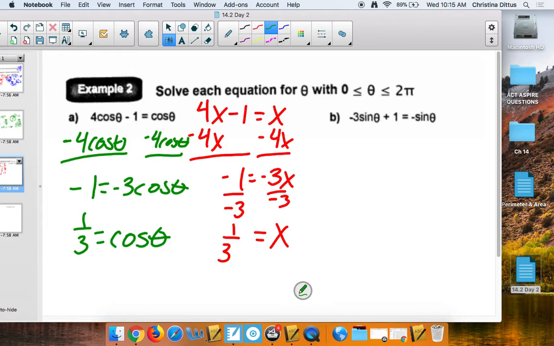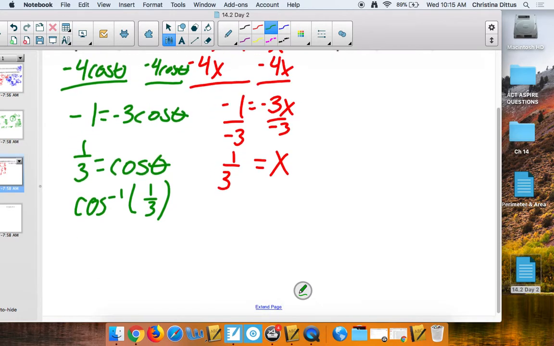I'm finding an angle, right? My theta is what I don't know. I want to know what angle has a cosine of 1/3. How do I find angles? Use our inverse, very good. So I take my inverse cosine of 1/3 into my calculator. And what do we get? 71. Can you give me 2 decimal places? Good, awesome.